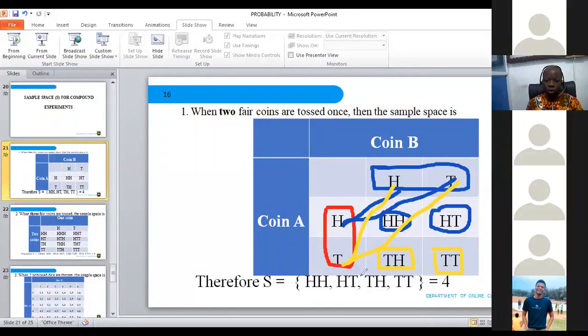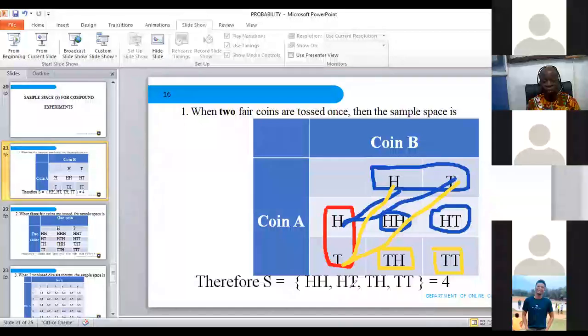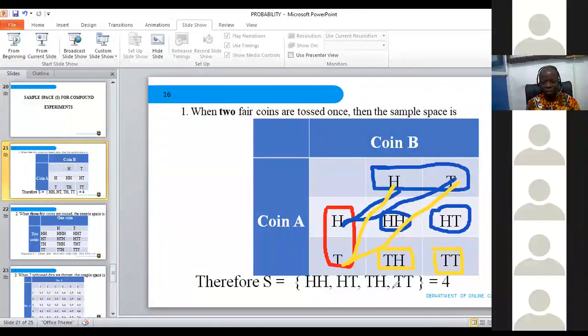So the set of possible outcomes will be head, head, head, tail, tail, head, tail, tail. Let's all take it wherever you are. 1, go. Head, head, head, tail, tail, head, tail, tail.